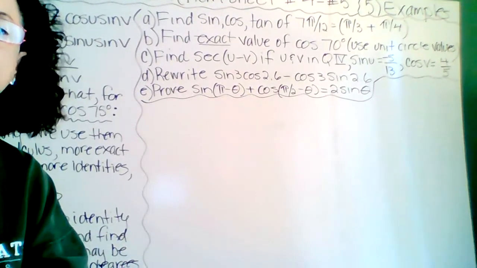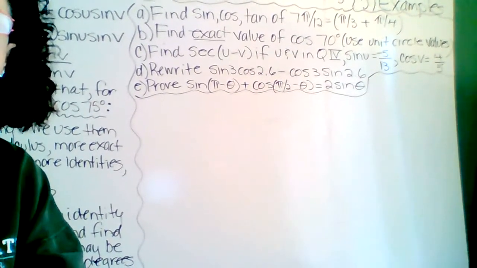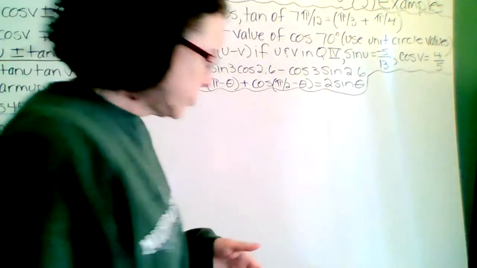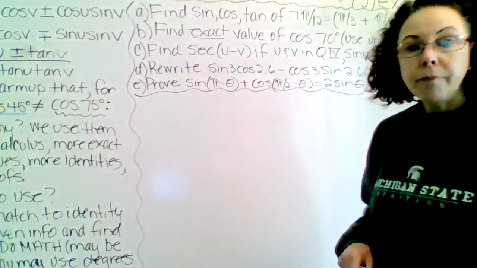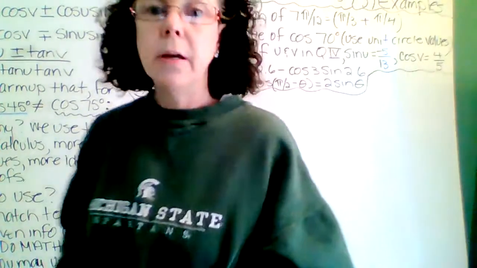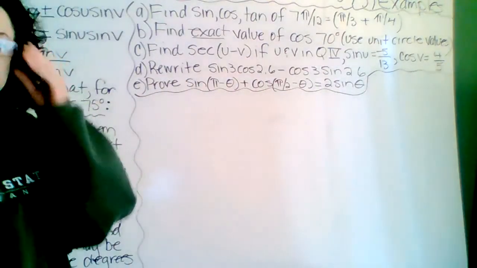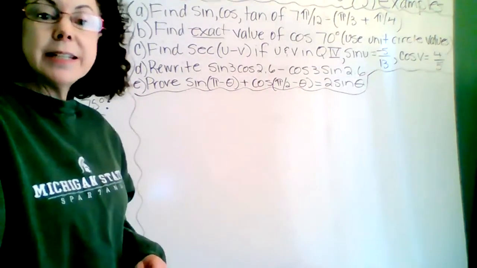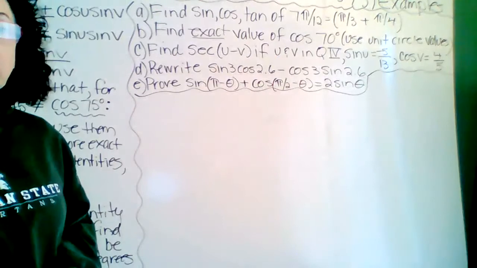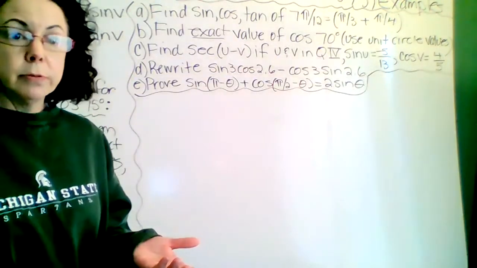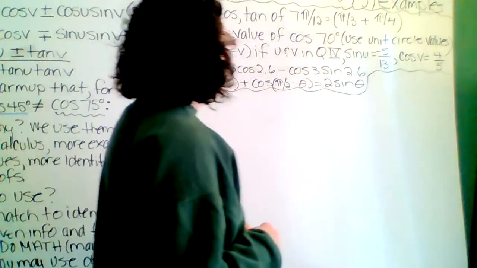So find sine, cosine, and tangent of 7 pi over 12. Now, just so you know, number A, don't get discouraged, I think is the hardest problem, perhaps, that you will see up here. Okay, notice also that they did tell us that 7 pi over 12 is pi over 3 plus pi over 4. That is in fact true. Okay, let's take a look at why.